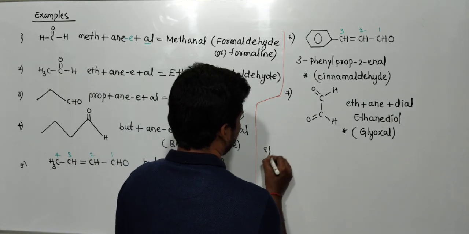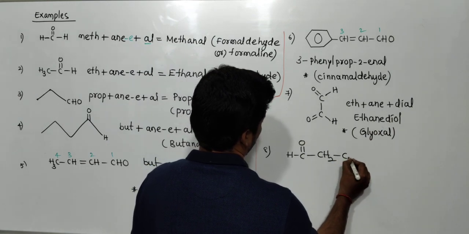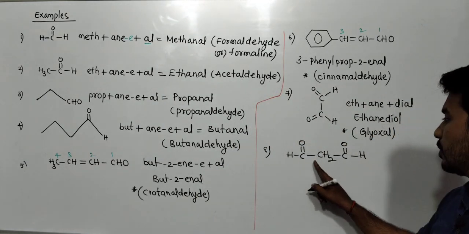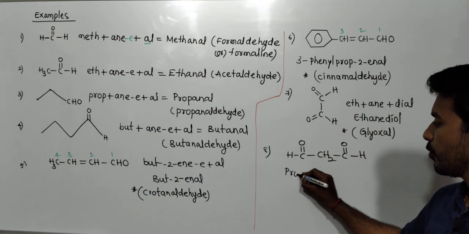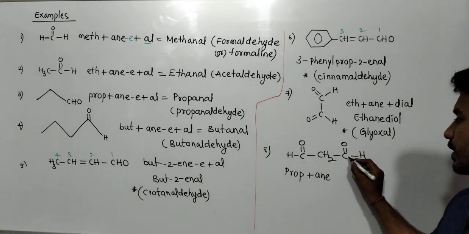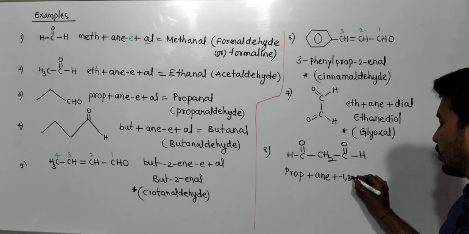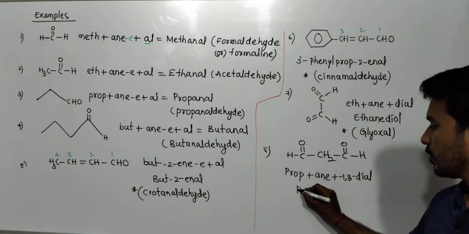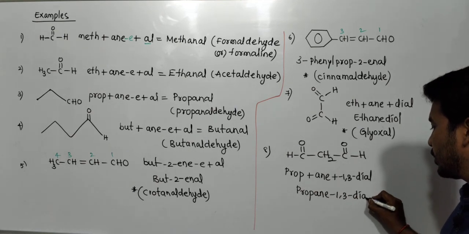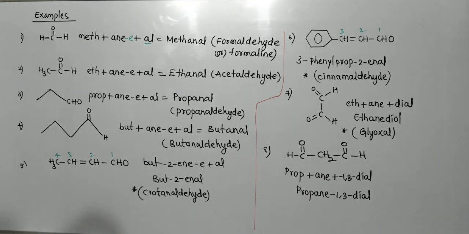Next, if molecule is like this, for this molecule, how do you write name? 1, 2, 3 carbon atoms. So root word is prop. Between those 3 carbon atoms single bond, so ane. Due to presence of 2 CHO groups, we use dial. At which position? First and 3. 1, 3 dial. Propane 1, 3 dial is the IUPAC name of this molecule. Take a screenshot. I am going to give some more important examples.